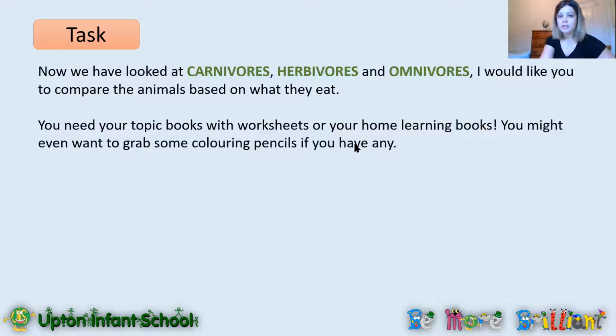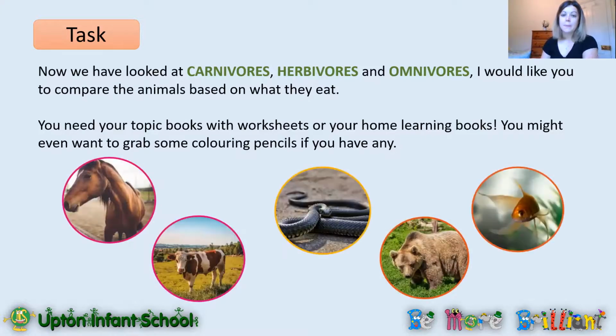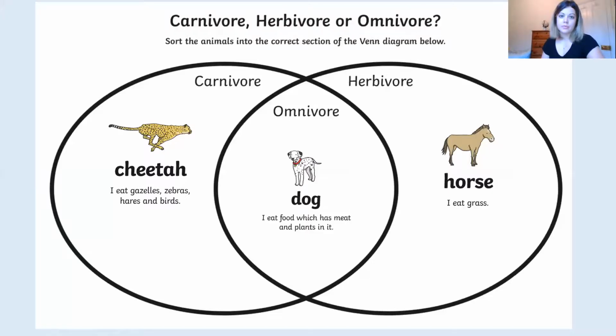So you need your topic books with some worksheets in, or your home learning books. You might even want to grab some colouring pencils if you have any. Okay, so there's some of our animals there that we've been looking at. Right, if you are in school, you have a worksheet that looks like this, and it's called a Venn diagram. So it's asking you to compare these animals and put them into the right part of your diagram.